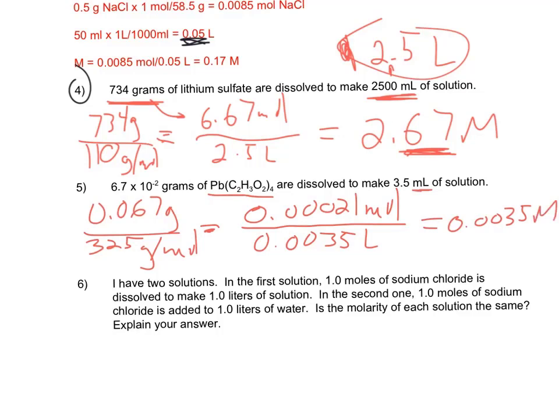0.0035 molar. So very, very low concentration because we had a very small amount of the solute, the lead acetate. Even though it was in a tiny amount of solution, it's still such a small amount that the concentration is very low. Okay, so the second sheet here is the dilution equation.